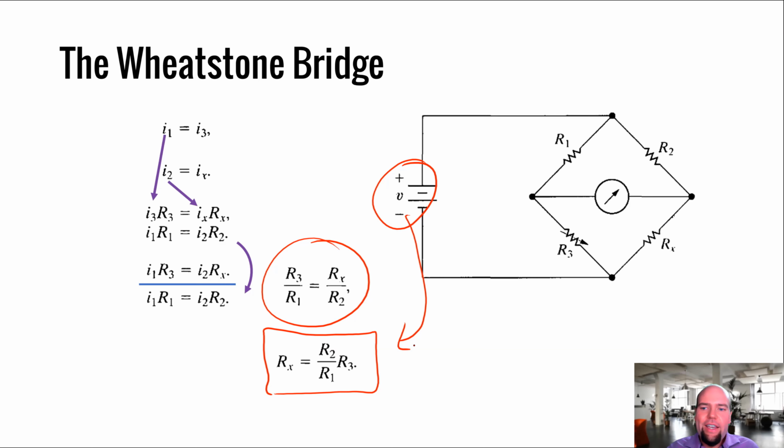Otherwise, this whole "we tuned it till the current was 0" is going to be meaningless, because the current's going to be 0 to start with. So we have to have some voltage to make this thing kind of chooch in the first place. But once we have any voltage, it doesn't matter what that voltage is, this method of finding resistance gives us resistance as a function of other resistances.